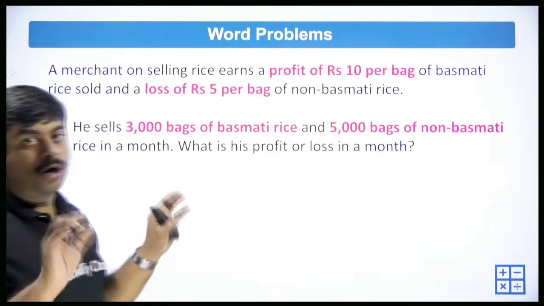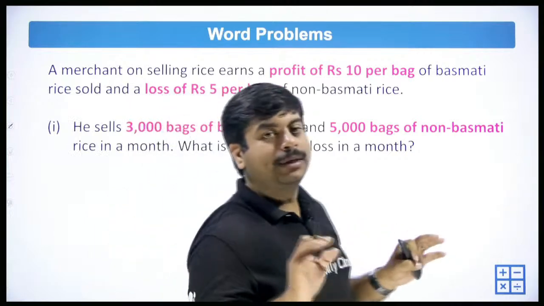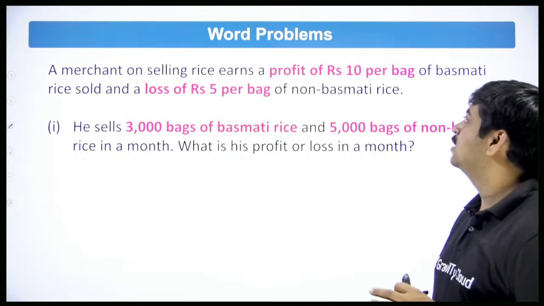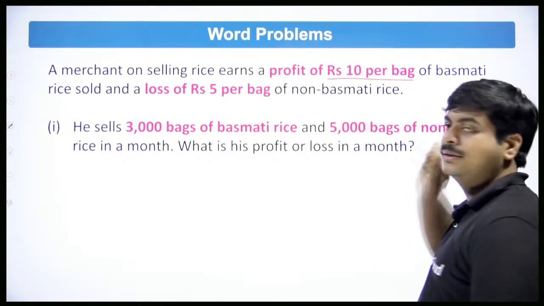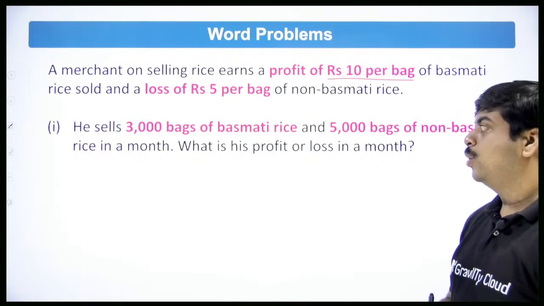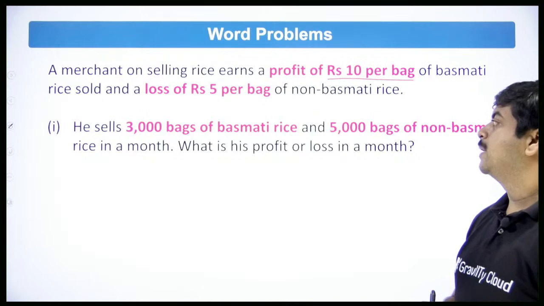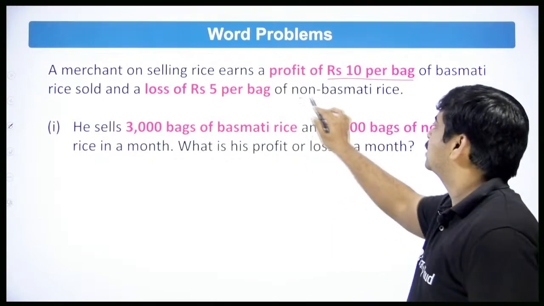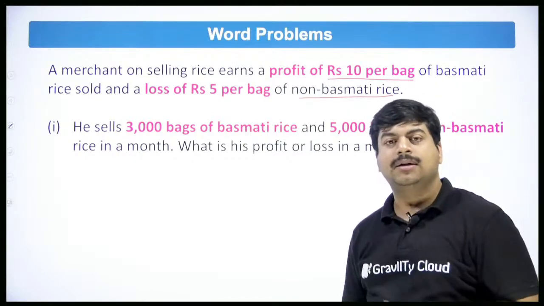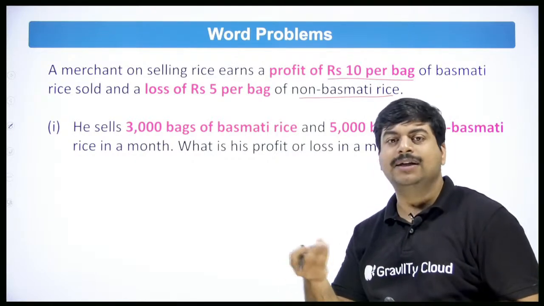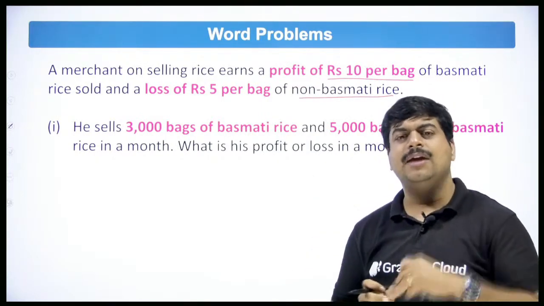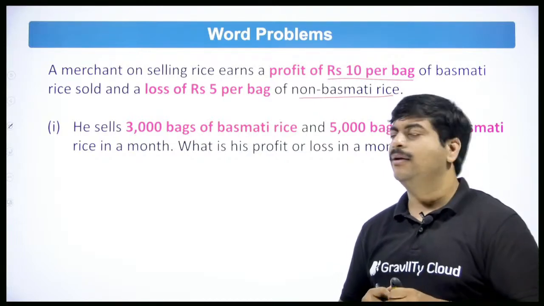So one more question which I'm not going to do now. I'm leaving this question for you, but just try to understand what it is about. A merchant on selling rice earns a profit of rupees 10 per bag of basmati rice sold, and a loss of rupees 5 per bag of non-basmati rice. See, there is a rice called basmati, which you generally use for biryanis, with a different kind of rice, a bit longer than normal rice, with a different fragrance.